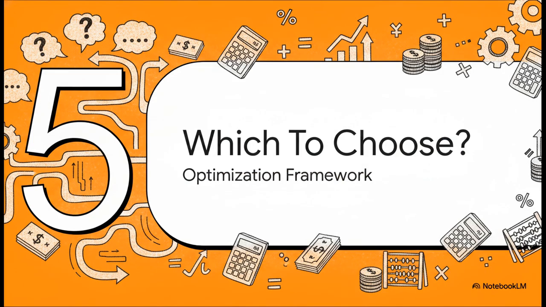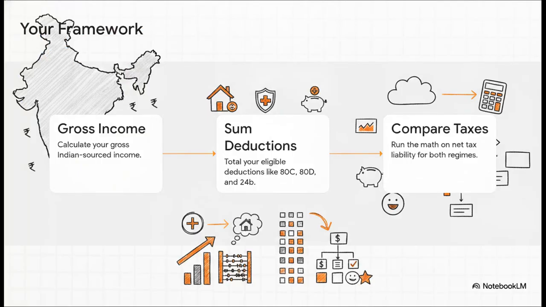And finally, number 5, which should you choose? Your optimization framework. Let's pull all of this together so you can actually choose the right path for your specific financial footprint. There is absolutely no one-size-fits-all answer here. It just requires a little bit of math. You must run this 3-step comparative analysis on your own portfolio, and you absolutely have the tools to do it.